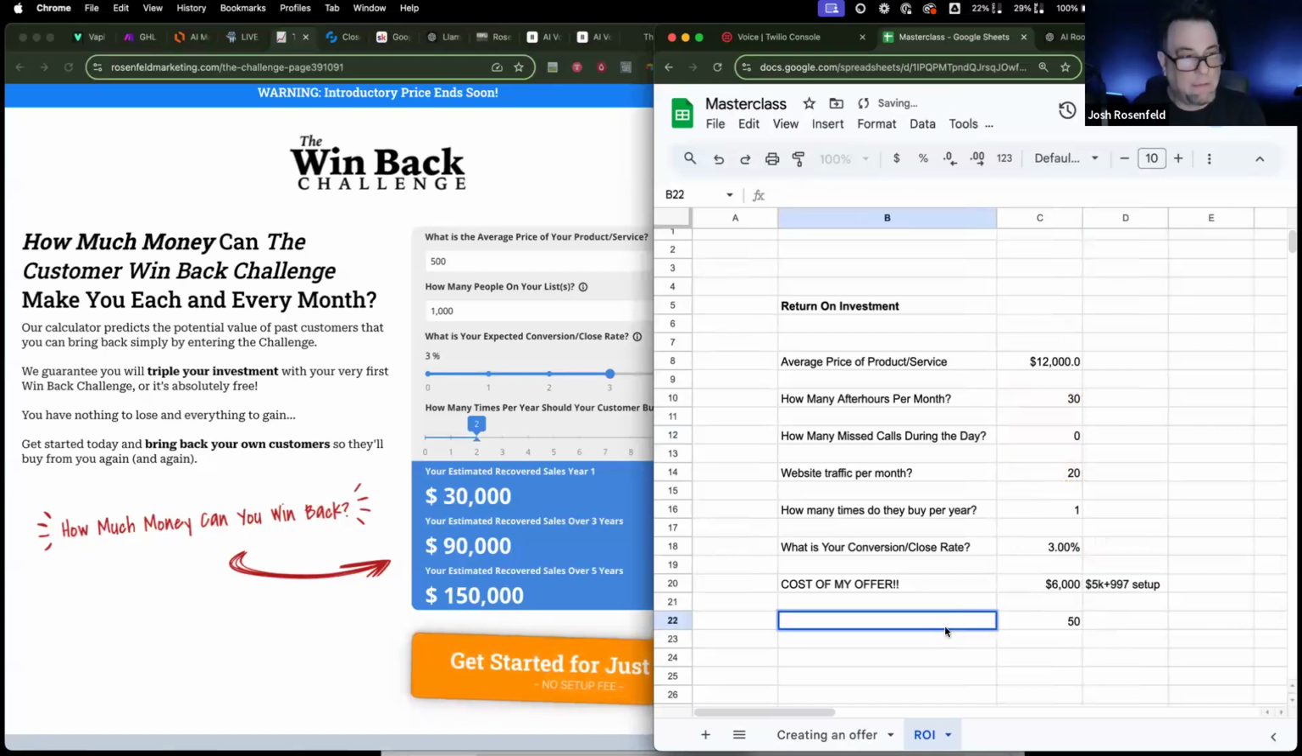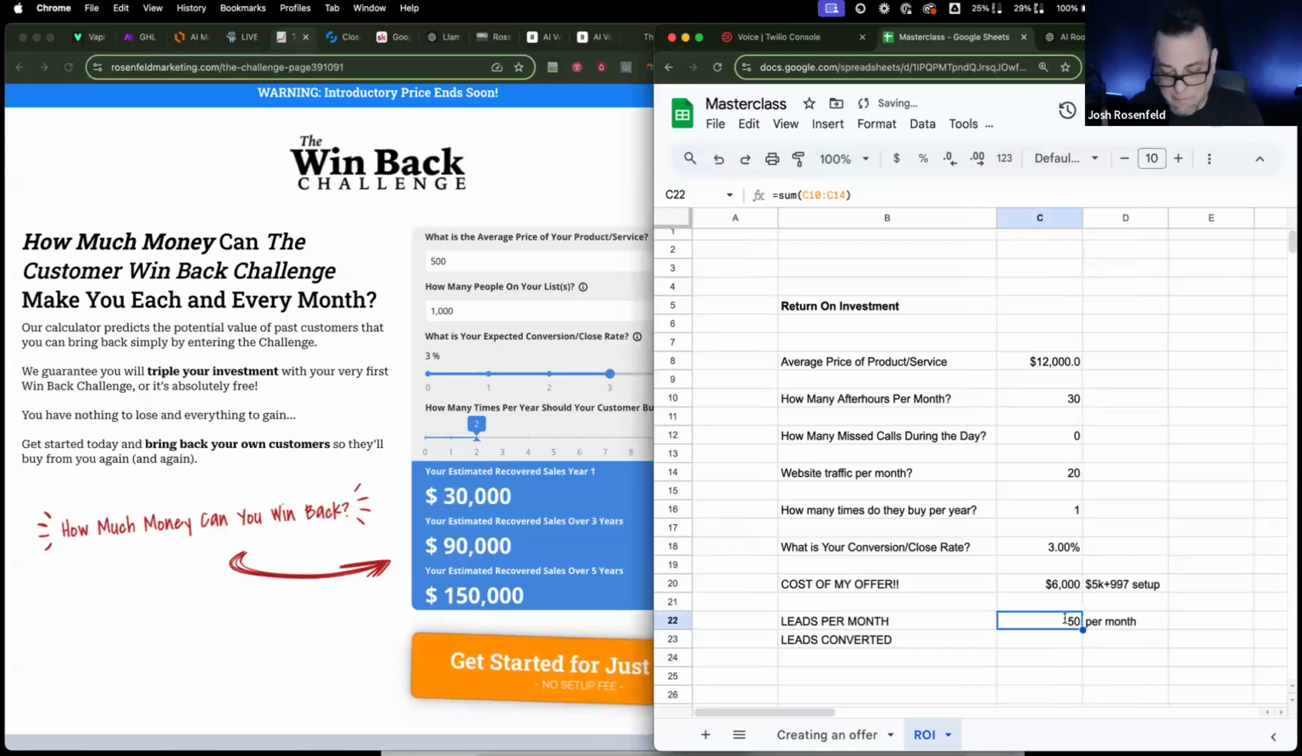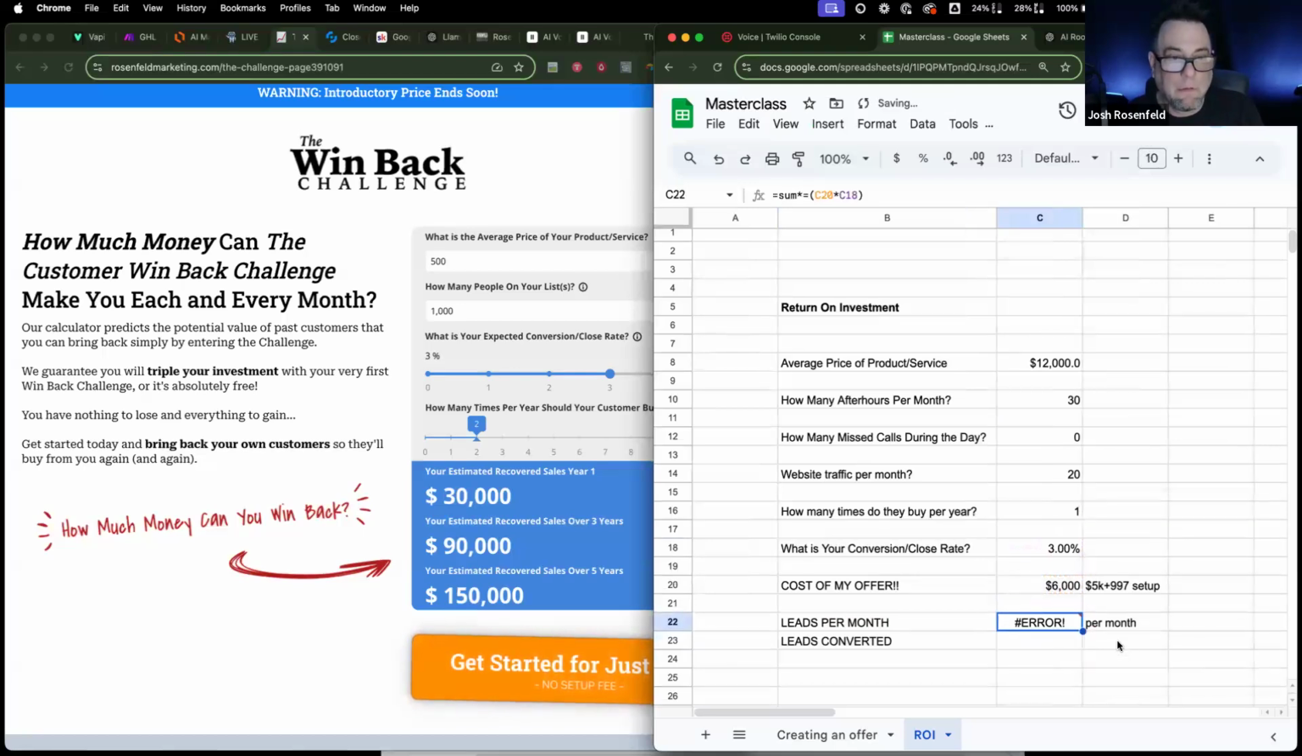Okay, so leads, 50 per month that you're going to answer with your AI. Leads converted. Leads per month. Leads converted with this 3% rate. I'm going to do equal sum. This times this.